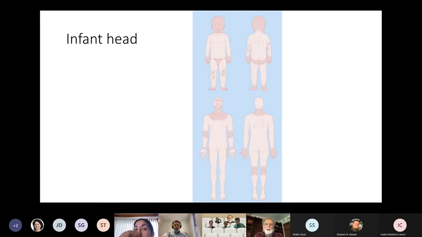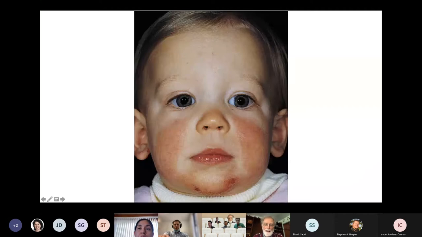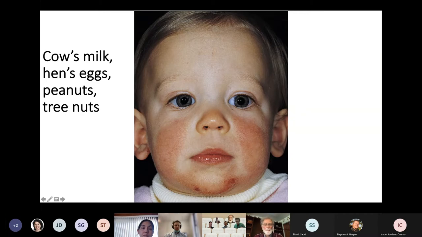All right, so the infant, the head, and here we see a typical thing, and drooling makes it worse. Why? Because drooling actually dries out the skin. And what we're going to learn is that dry skin is the enemy. First and foremost, the central area in this kid is spared.